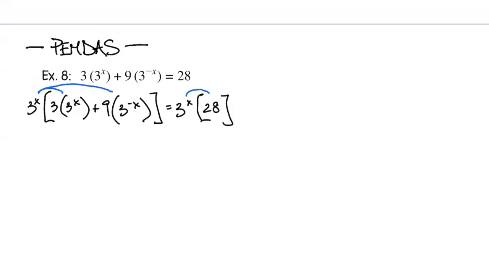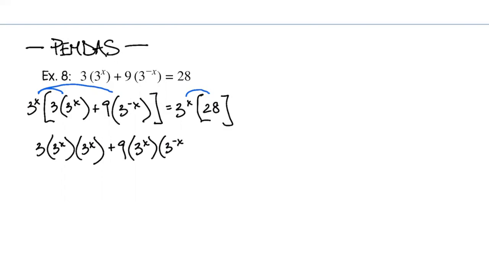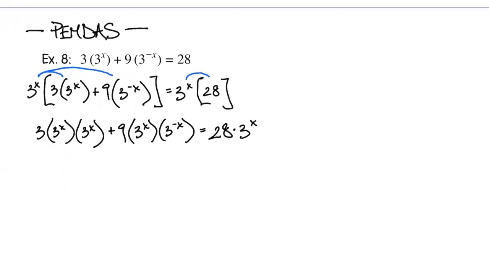So when I multiply, here's what I get. I get 3 times 3 to the x times 3 to the x, plus 9 times 3 to the x times 3 to the negative x, equals 28 times 3 to the x. Okay. So all I've done is distribute that term in there.